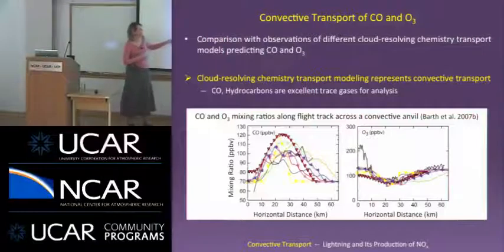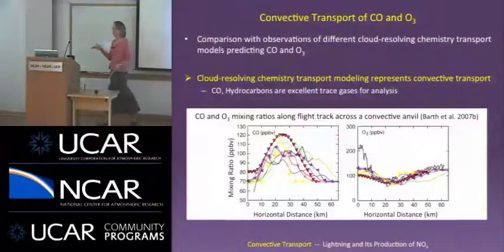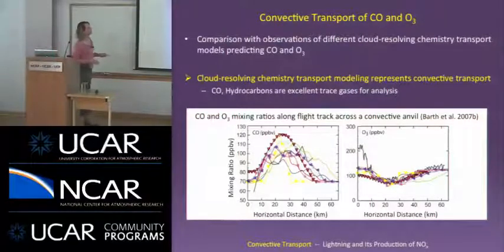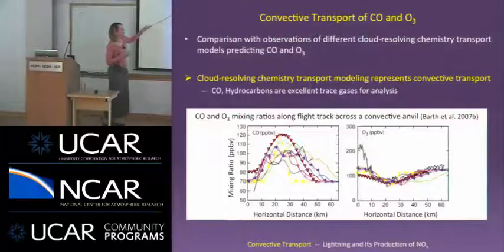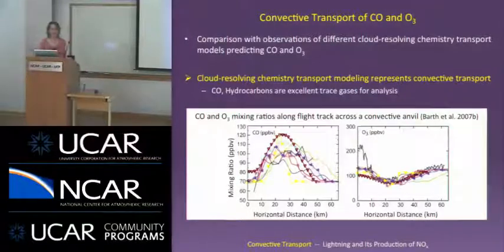and alongside of all these different colors from different models is the black line of observations, which is really hard to see, which tells us that we're doing a pretty good job of predicting the convective transport. And that's a similar answer for ozone, except for this region along the side of the anvil where we have stratospheric air coming into the upper troposphere. So this gives me confidence in how our cloud resolving chemistry transport modeling represents convective transport, and also means that these species, like carbon monoxide and hydrocarbons, are all excellent trace gases for analysis of other aspects of thunderstorms and chemistry.